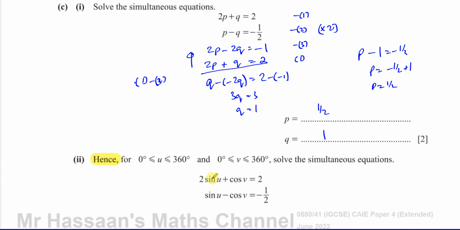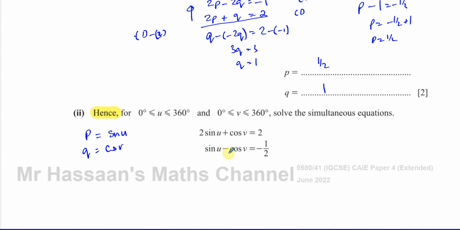You can see that sine u is like 2 sine u here and then sine u there, and that's 2p and that's p. That's plus cosine v, that's plus q, that's minus cosine v, that's minus q. 2 and minus a half, they're almost identical to each other. They're basically identical, except the p has been replaced by sine u, and the q has been replaced by cosine v.